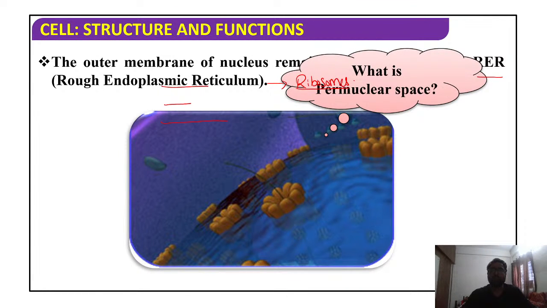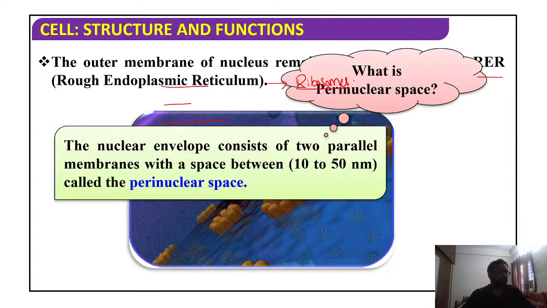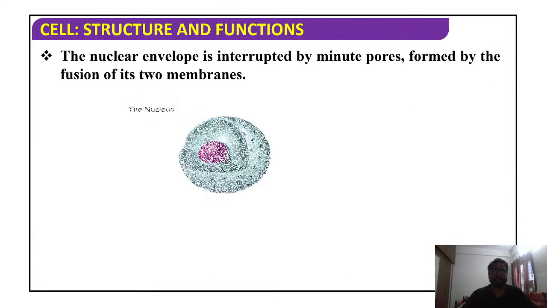Yes. So now here is a question for you on the screen. What is perinuclear space, students? Yes, the space present between two nuclear membranes, right? Super. Please hear. The nuclear envelope consists of two parallel membranes, with a space between 10 to 50 nanometers, that we are calling perinuclear space.